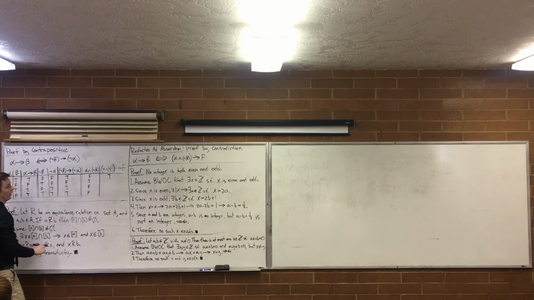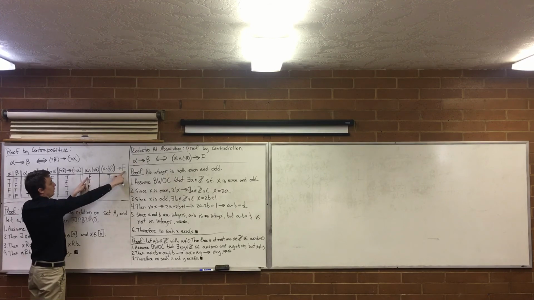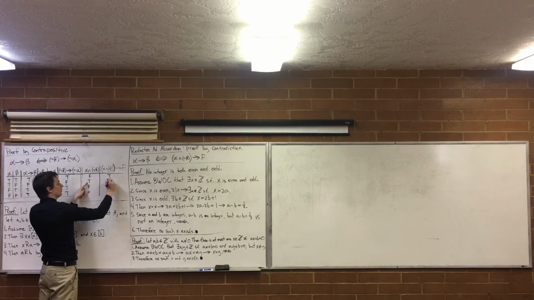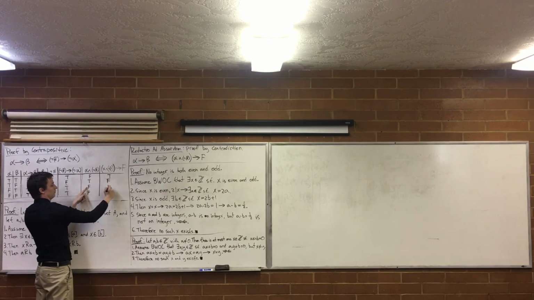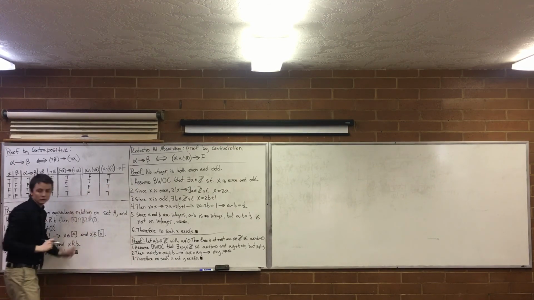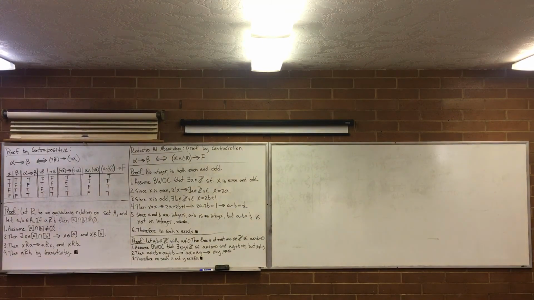Okay, so back to this one. False implies false is true. True implies false is false. And then false implies false is again true. False implies false is again true. So there's the truth table.